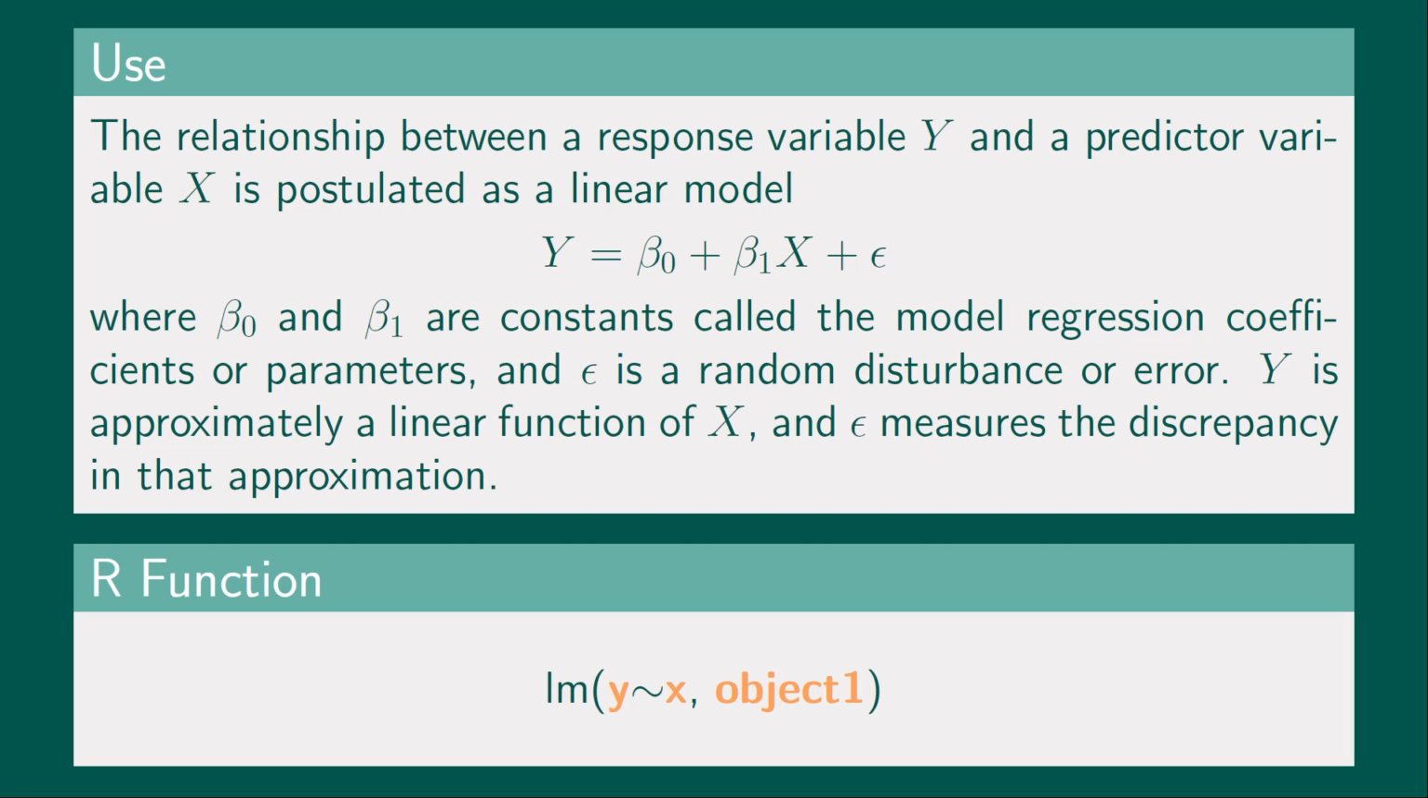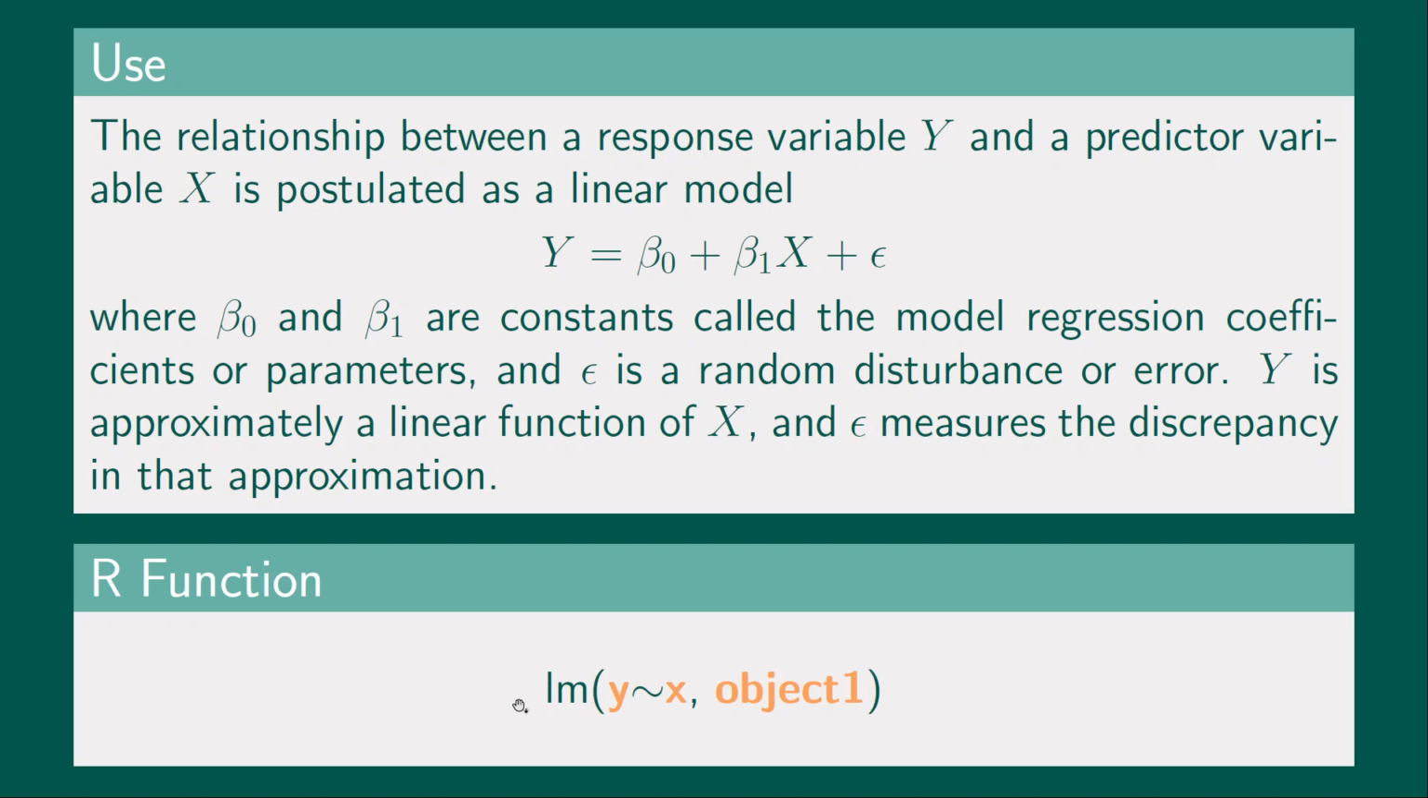The coefficient beta sub 1, called the slope, may be interpreted as the change in y for unit change in x. The coefficient beta sub 0, called the constant coefficient or intercept, is the predicted value of y when x is 0. The RStudio code is given below.